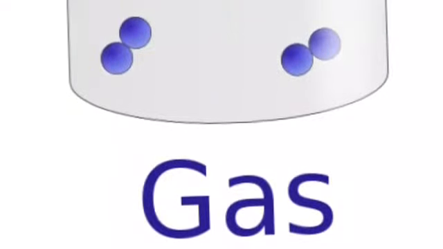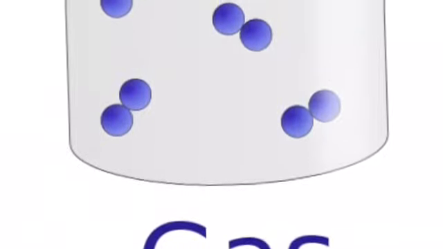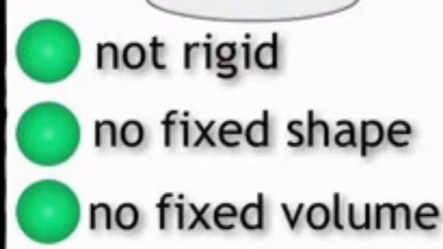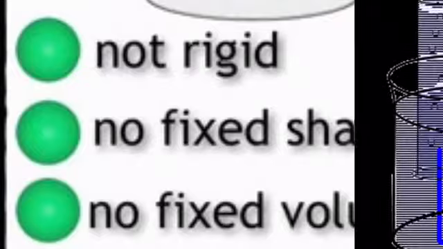The next state of matter is a gas, where the particles, compared to a liquid, and most definitely a solid, are moving at a much faster rate. Similarly to a liquid, a gas is not rigid, does not have a fixed shape, yet it actually has no fixed volume as well, which is dissimilar to a liquid.